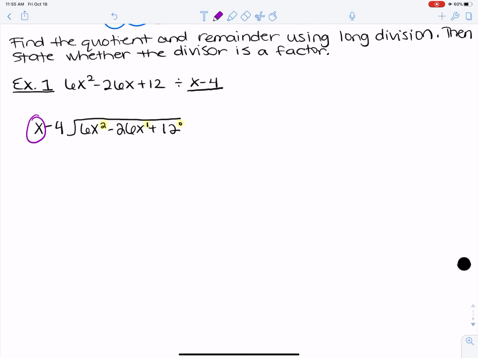The number on the outside, your first term, has to go into the first term on the inside. And now the question is, how many times can x go into 6x squared? In other words, what times x equals 6x squared? The answer is 6x. Since 6x is our linear term, we put it above the linear term. Now we multiply. 6x times x is 6x squared, and 6x times negative 4 is negative 24x. And we line it right up underneath the term with the x.